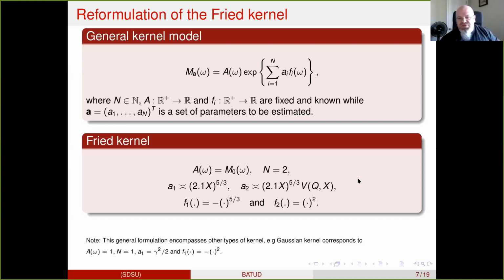Just a quick note, this general expression can be used for other types of kernels. We didn't investigate those cases, but basically a Gaussian kernel will correspond to choosing A of omega equals 1. The sum in here is just with only one term, where A1 will be gamma squared divided by 2, and the function F1 will be negative the square function, right? So this expression is very general.